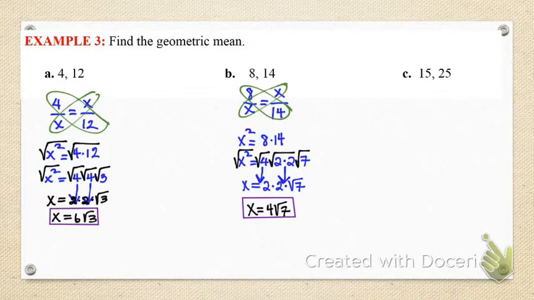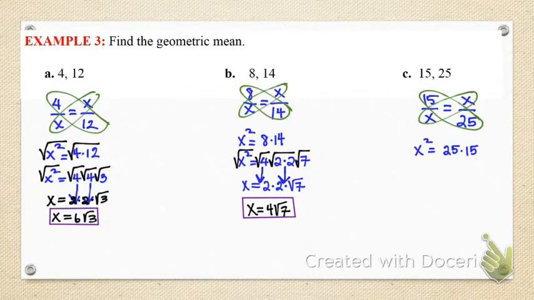All right, last one. Let's find the geometric mean of 15 and 25. Start by setting up your proportion. Those are your extremes. X is your mean. To solve a proportion, we cross multiply. Again, do not bother multiplying 25 times 15 because you're just about to take the square root of it. Instead, take the square root now. This turns into something you already know, right, which is 5. And this becomes x equals 5 root 15.